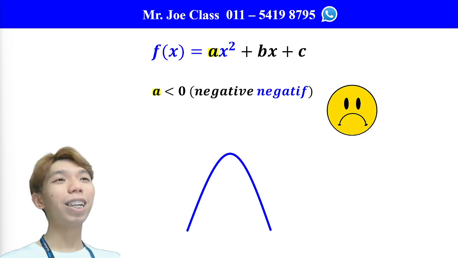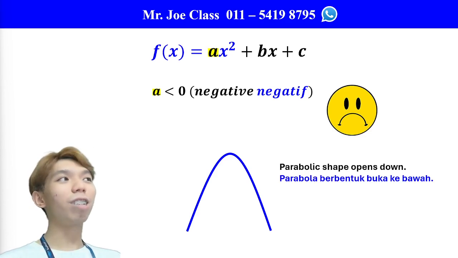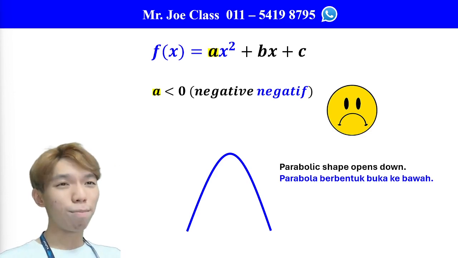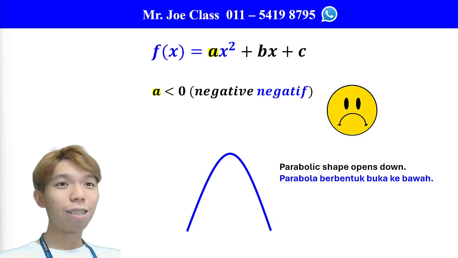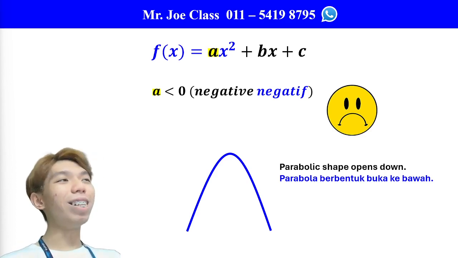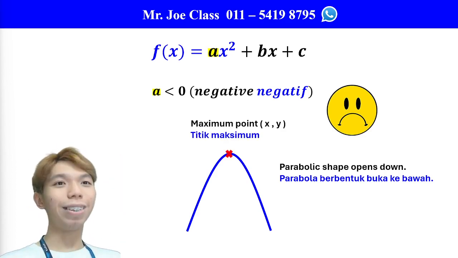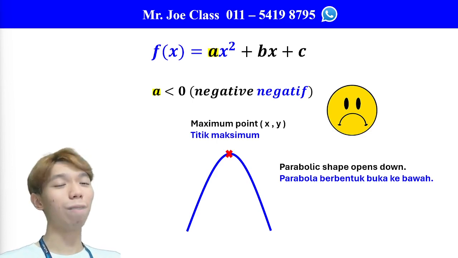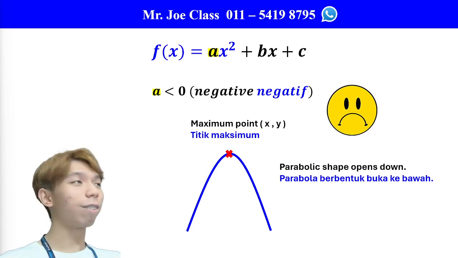And in the examination, if you would like to describe how the graph is shaped, you describe it as a parabolic shape. This is known as a parabolic shape, but it opens down, buka ke bawah. Why does it open down? Because the bottom part of it is exposed to the surrounding. So it opens down. And when it opens down, the top tip of it is called the maximum point, titik maximum. And in the examination, you will also be required to determine the maximum point. But for now, we will not look at it. We will just learn about what the graph looks like when A is negative.